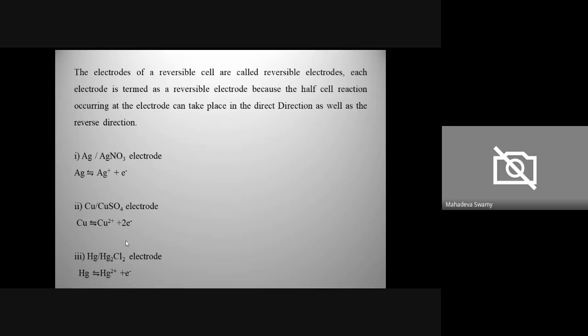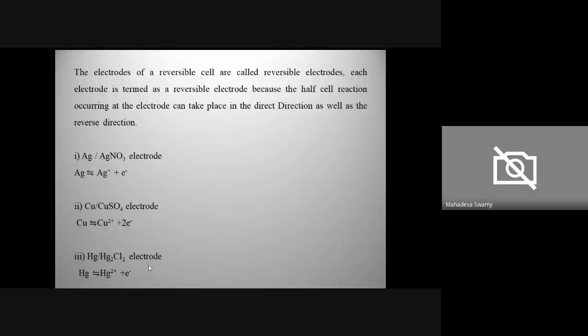Then mercurous chloride, calomel electrode. Again, this is also one, these many electrodes are there. These electrodes are generally called reversible electrodes. All of you getting this point? Reversible electrode? Any doubt?